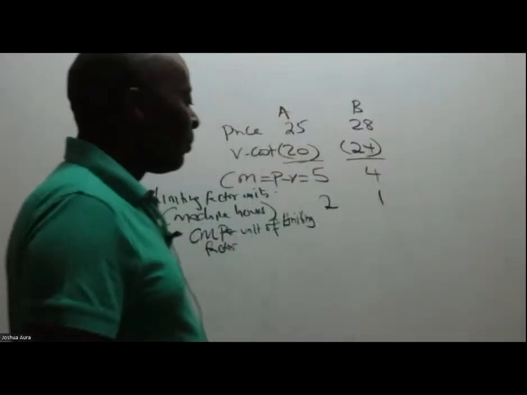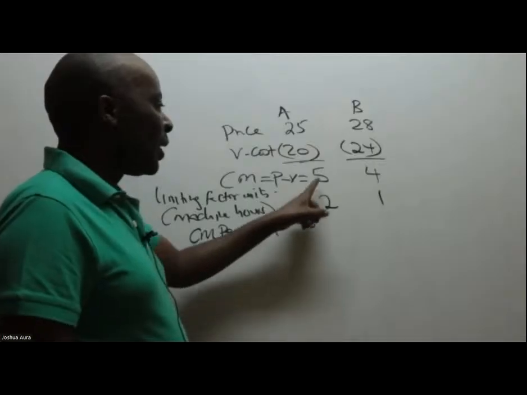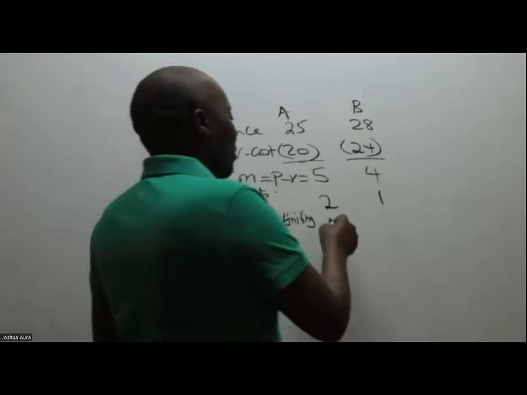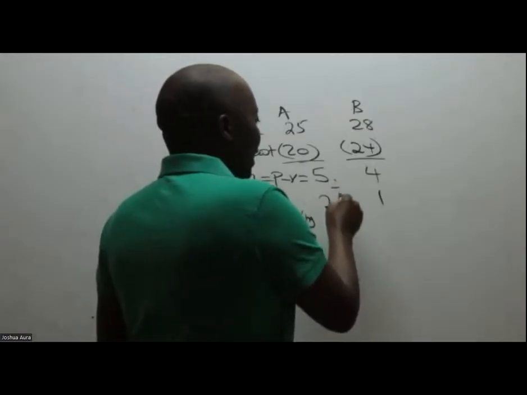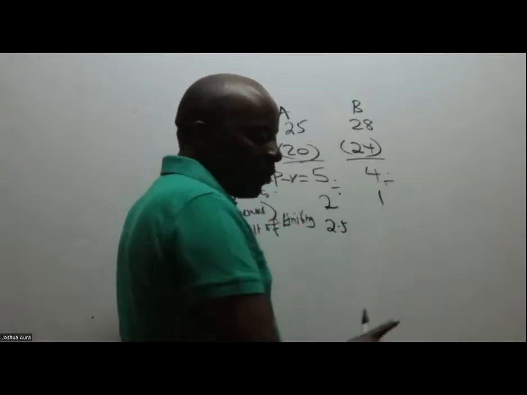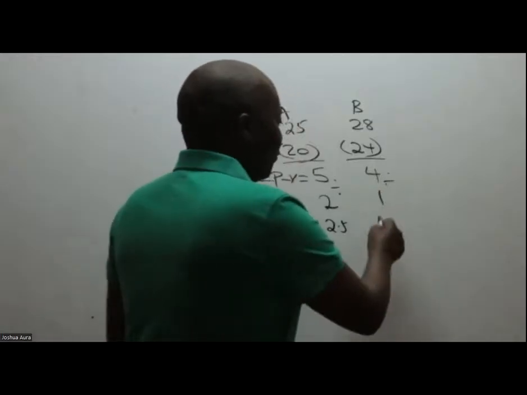Contribution margin per unit of the limiting factor: we are taking 5 divided by 2, so I'm able to see 2.5 here. Then 4 divided by 1 is 4, like that.